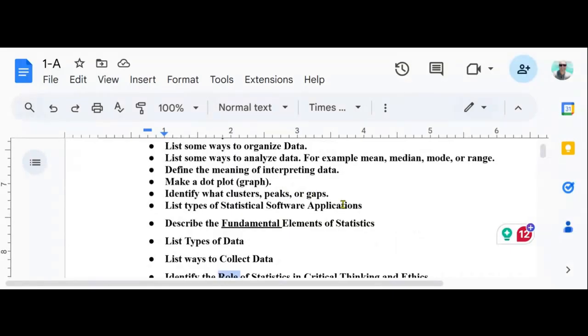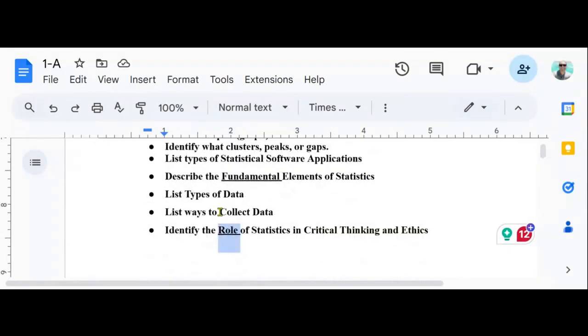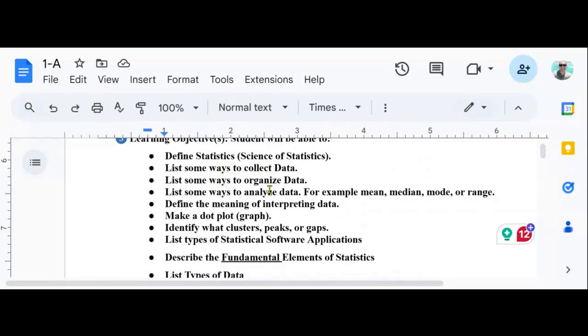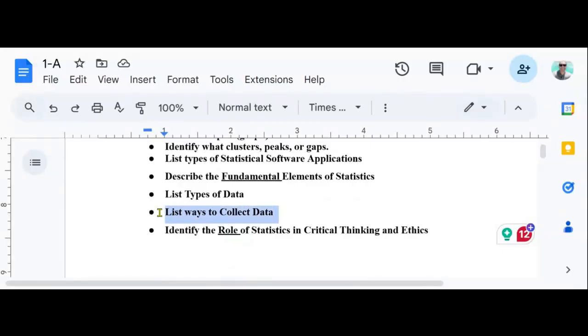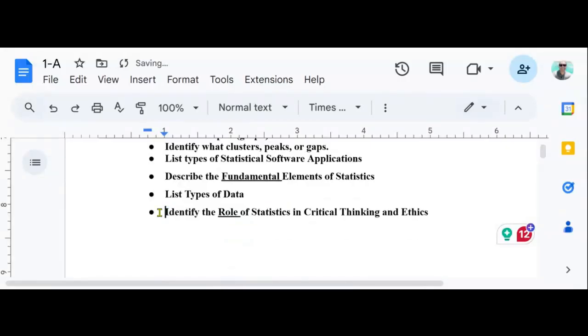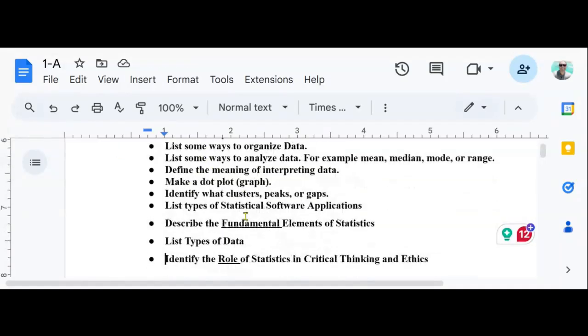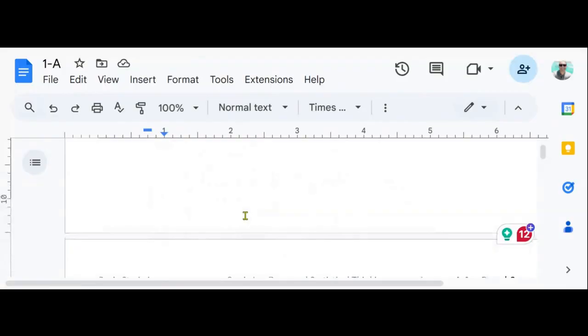What's the last one? List ways to collect data, and the second one is I think similar or what? List ways to collect data. Yes, absolutely right. So I think we better keep one only. Okay. So list some ways to collect data. It's the same thing, right? Yeah. Okay. Remember, this is my own work. I know. I try to do my best.